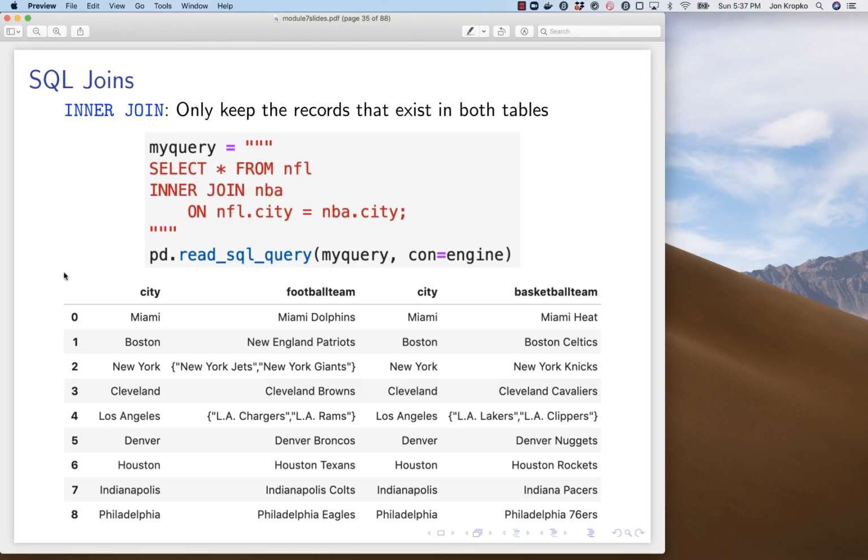Now, the rows that appear are rows only for the cities that have both, right? So Miami has the Dolphins and the Heat, so it exists in the data. But a city like Pittsburgh would not appear here because while Pittsburgh has a football team, they do not have an NBA team. So inner join is only going to give us the cities that have both a football team and a basketball team.